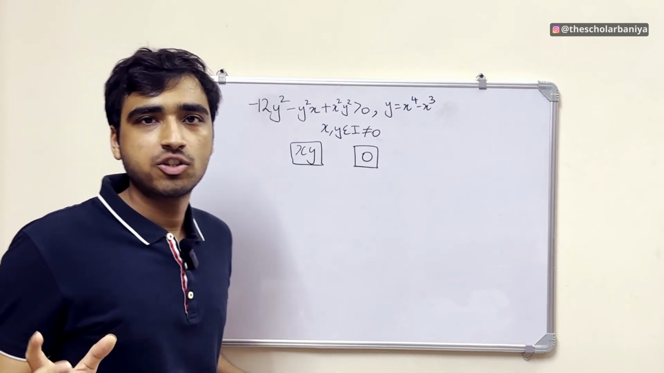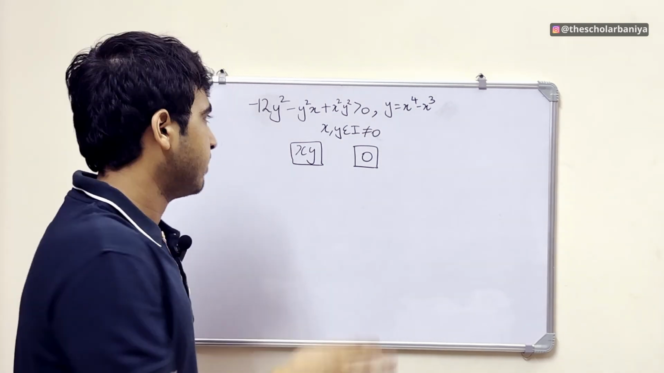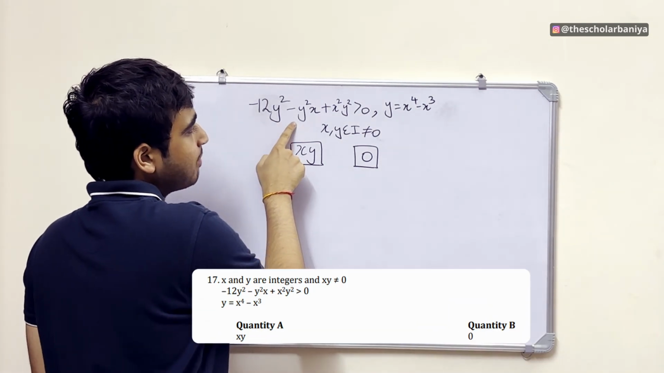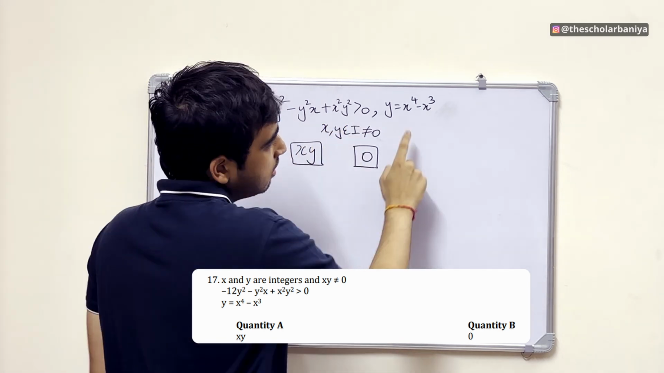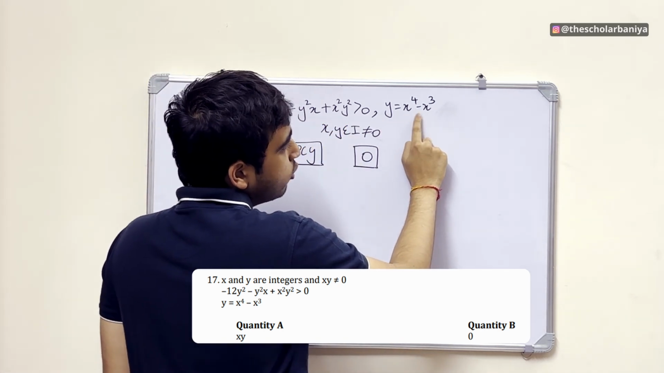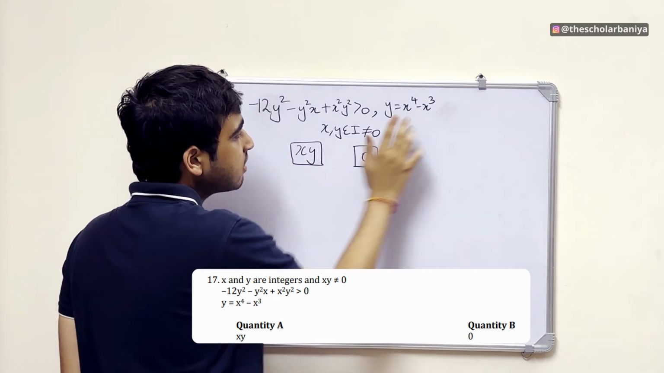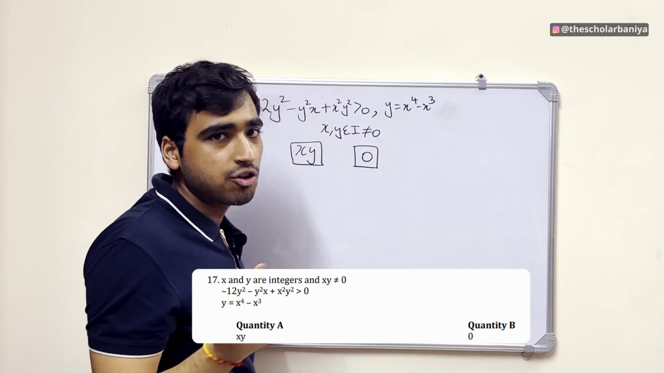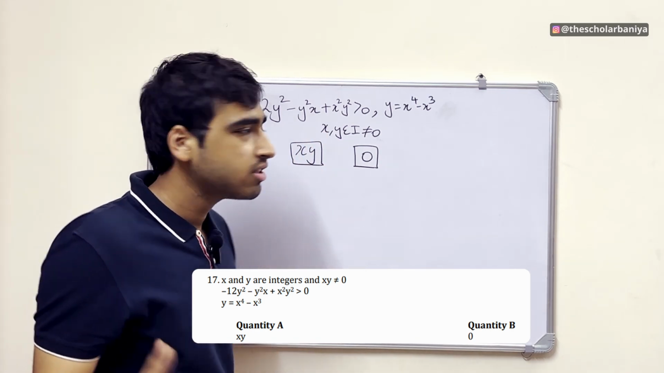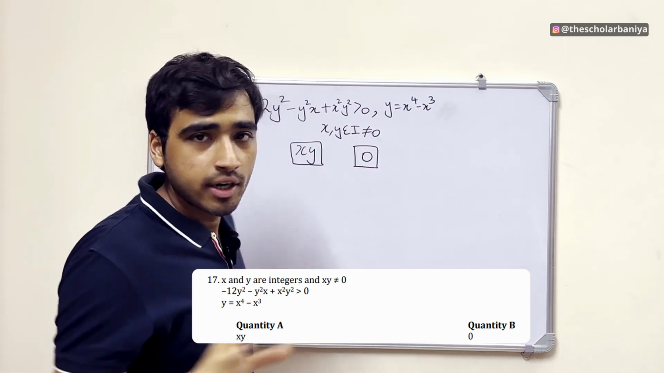So let's move on to the next question, guys. This is the question we have: minus 12y square minus y square x plus x square y square is greater than 0. This is given. y is equal to x to the power 4 minus x cube. This is given. This means x comma y belong to the integers. That means x and y are integers and they are not equal to 0.